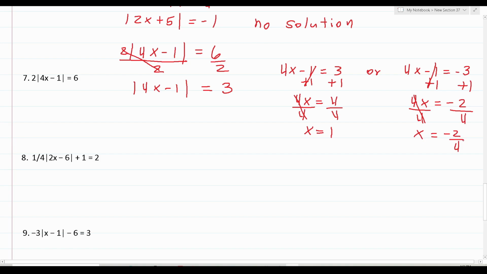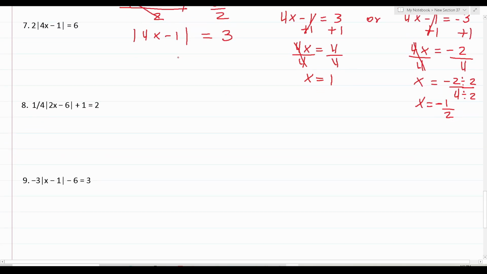We can reduce this fraction by dividing its numerator as well as its denominator by a common factor of 2. So this becomes x equals negative 2 divided by 2 is 1. 4 divided by 2 is 2. So x equals negative 1/2 in this case. All right, so that's that one.